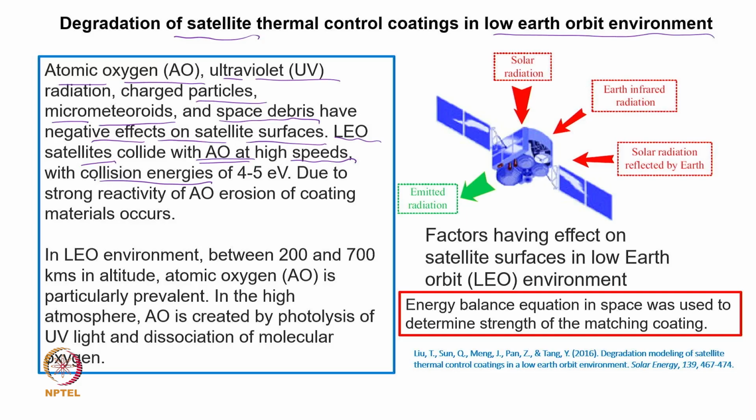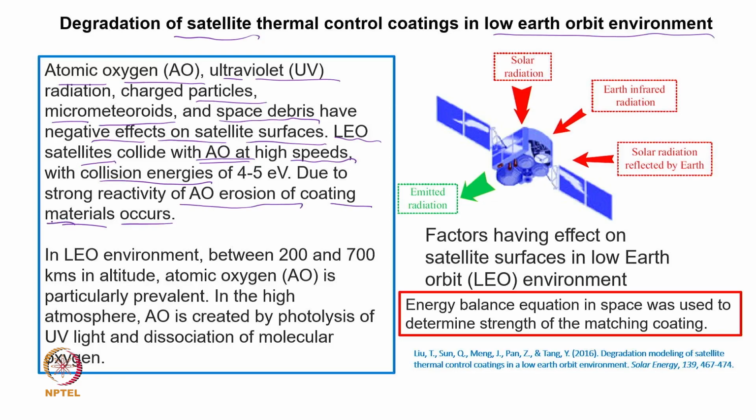Even in this case, we are talking about a collision energy of roughly 4 to 5 electron volts. We generally talk about milli electron volts, but in this case we are talking about electron volts. So there is more possibility of erosion, whatever material we are using. In the previous lecture we studied 2 coatings, and one coating was better than the other in that phase. But coating materials are continuously evolving, and many researchers are working on that. I am just going to give a reference to one paper where they try to model the degradation of a satellite, considering the various factors.